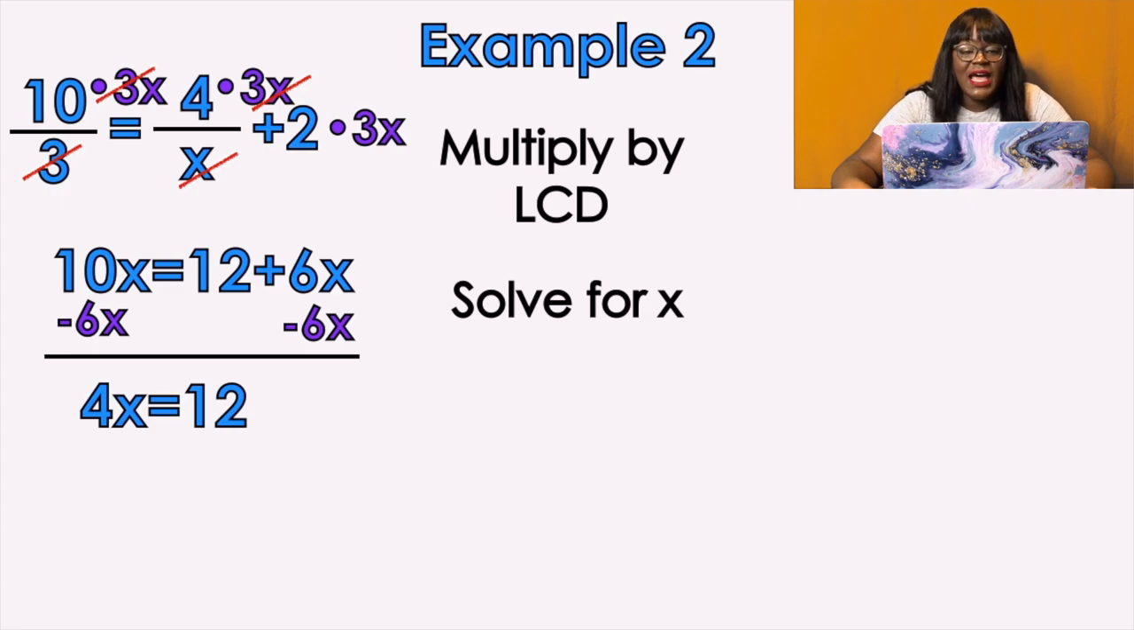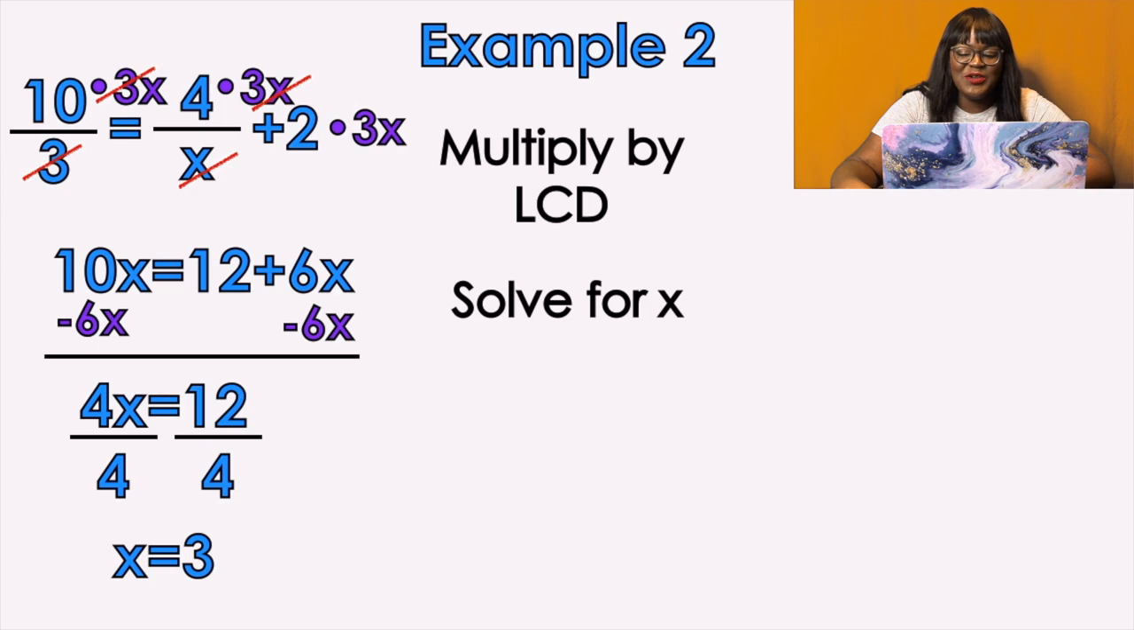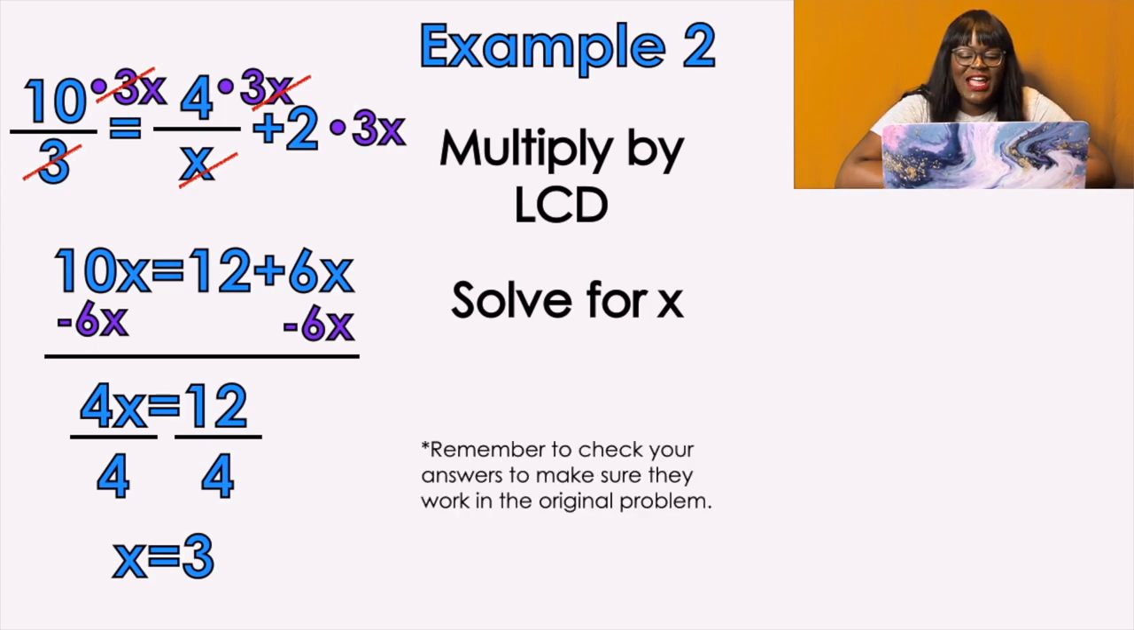Okay, so now to get x by itself, I got to get rid of that 4. So that's multiplication. Cancel out multiplication by division. Divide by 4. If you do it on one side, I got to do it to the other. Okay. X equals 3. Remember to check your answers and make sure they work in the original problem. We're not going to do that for this example because it works, but we're going to get to that. Trust me.